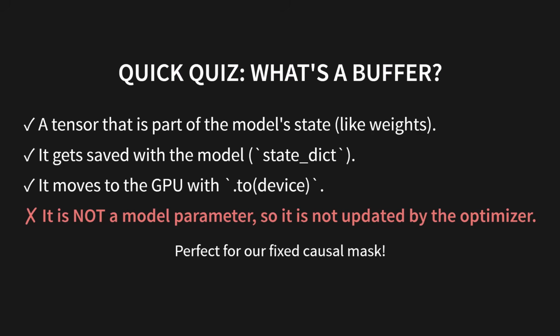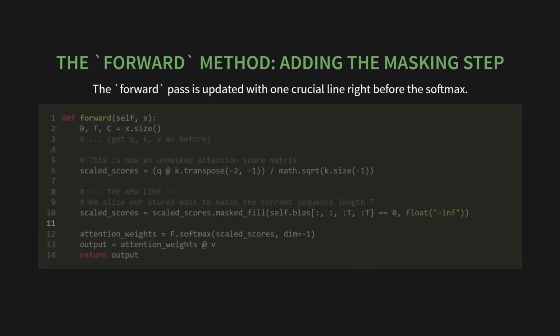Now for the forward method. The forward pass is updated with one crucial line right before the softmax. After we calculate our scaled scores, we add the new line: scaled_scores equals scaled_scores.masked_fill, using our stored buffer, self.bias. We slice it to match the current sequence length t, and again, wherever it's 0, we fill with negative infinity. Then we just run softmax like before.